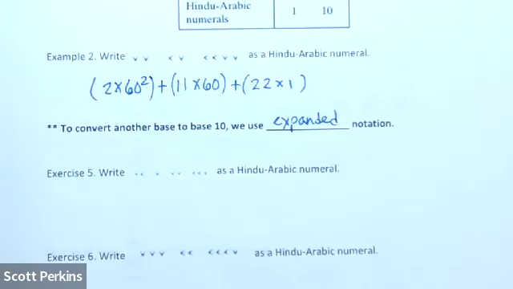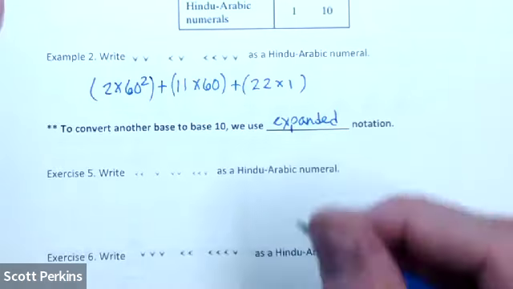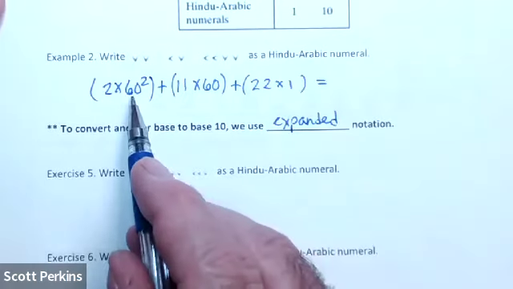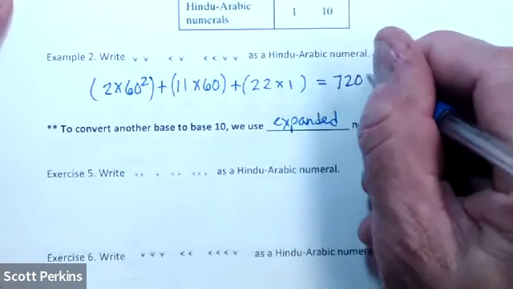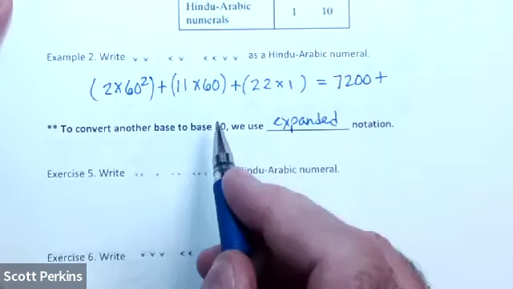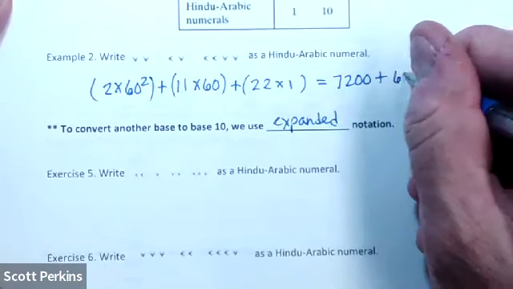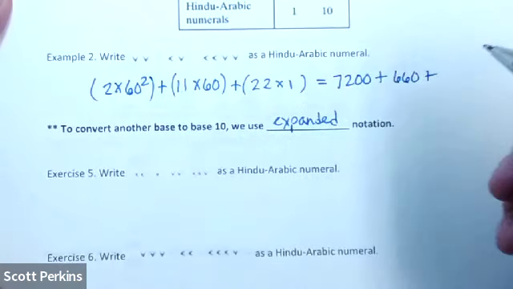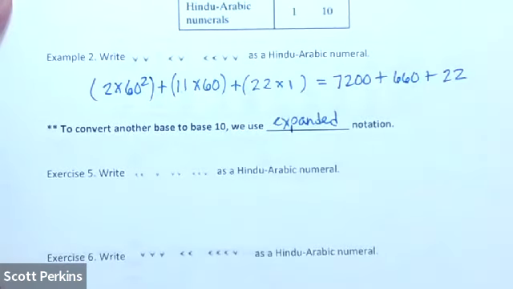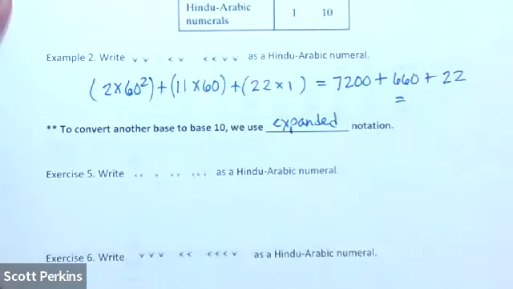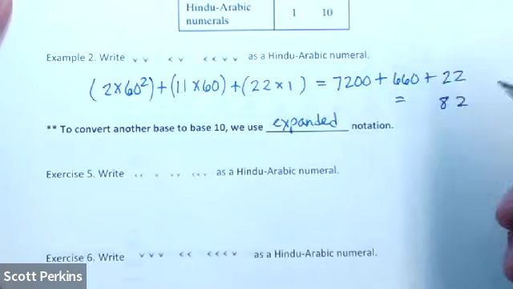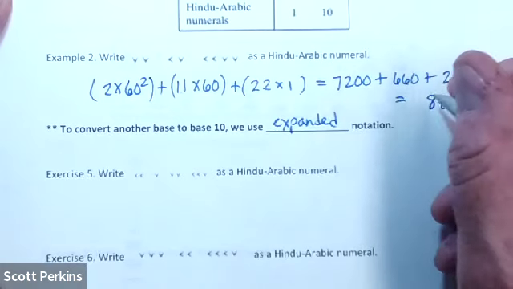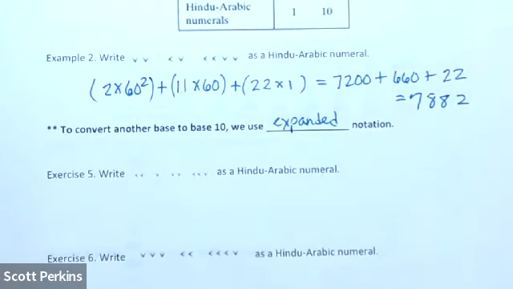And at this point, the problem just becomes a calculator problem. So you get your calculator out and you're like, okay, 60 squared is 3,600 times 2, that's 7,200. Plus 11 times 60 is going to be 660. And then 22 times 1 is 22. And that is going to give me a grand total of 7,882.